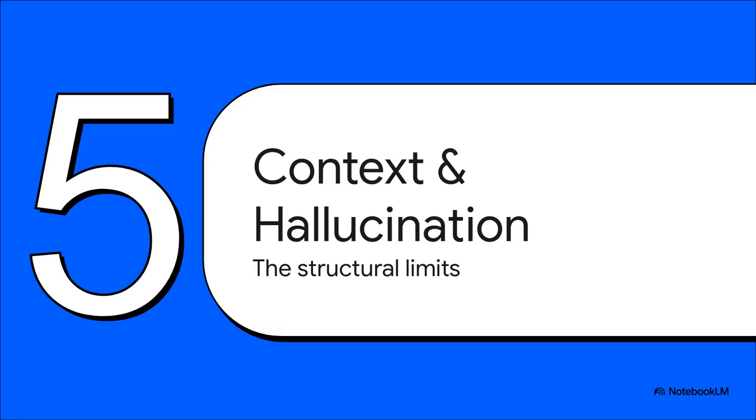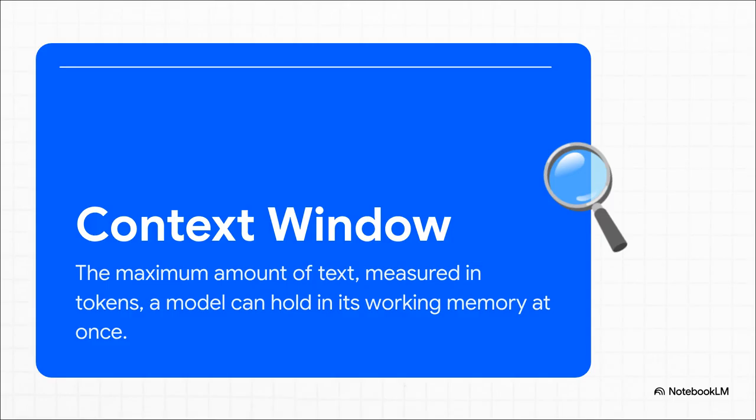Section 5. Hallucinations and context windows. The structural limits of prediction. When you're chatting with an AI, you got to remember its memory is definitely not infinite. It has a context window. That's the maximum amount of text it can hold in its working memory at any one time. Every single instruction, every document you paste in, and the entire back and forth of your chat history, they're all fighting for space in that window.